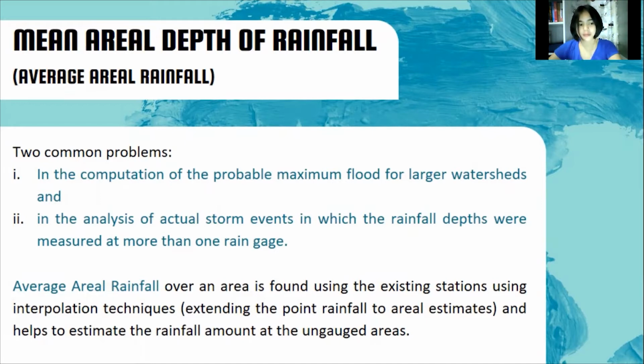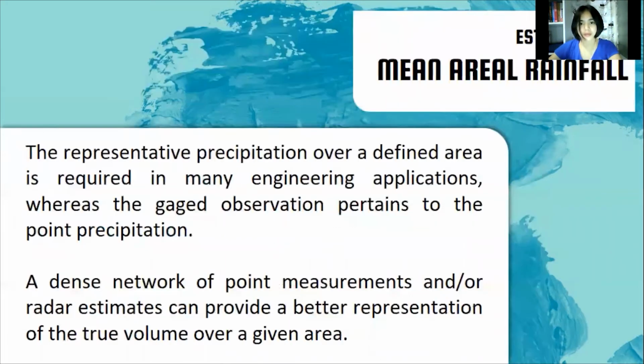So the average areal rainfall over an area is found using the existing stations, which also uses the interpolation technique. By extending the point rainfall to areal estimates, it also helps to estimate the rainfall amount at the ungauged areas. So, estimation of the mean areal rainfall.